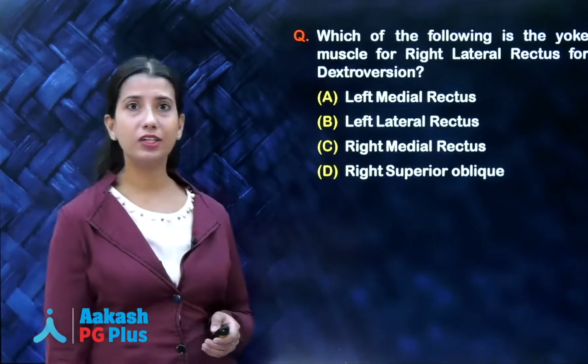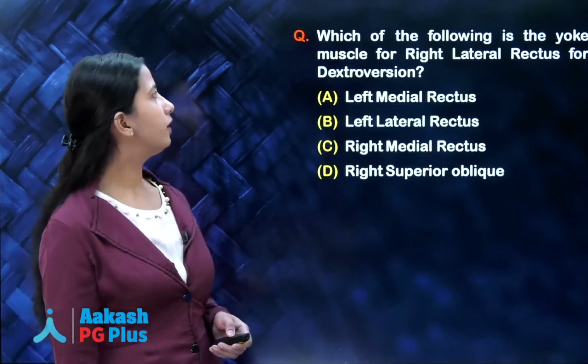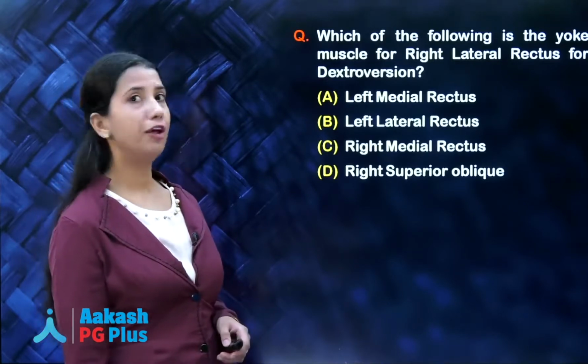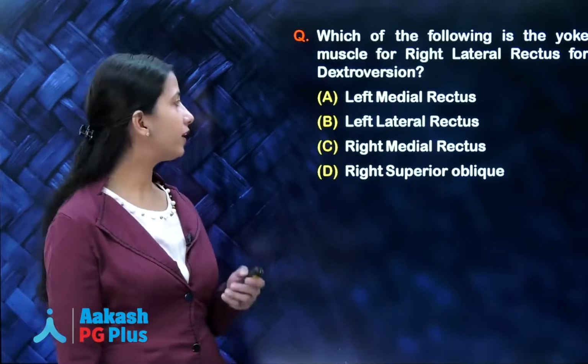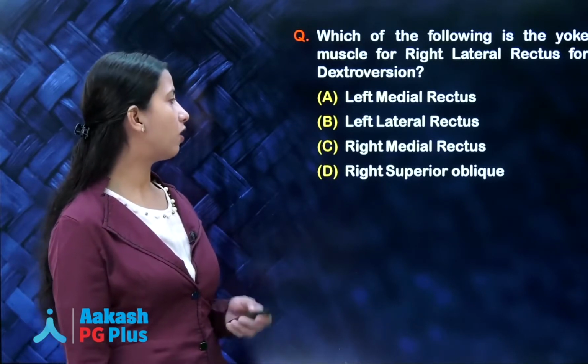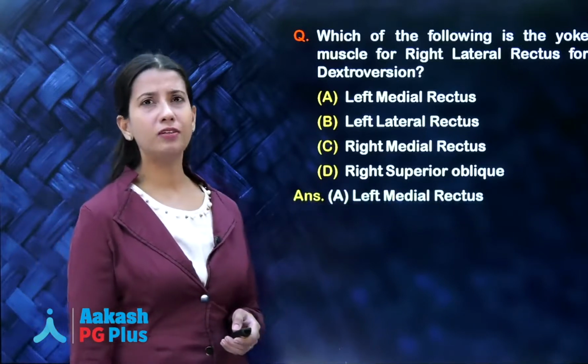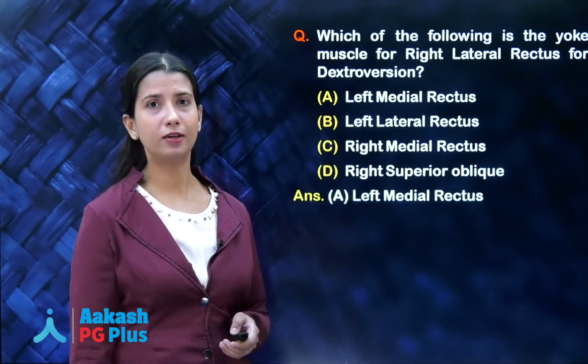The first question is, which of the following is the yoke muscle for right lateral rectus for dextroversion? Left medial rectus, left lateral rectus, right medial rectus or right superior oblique? Well, this is the answer, but the question sounds tricky, isn't it? But it is not. Let us start.